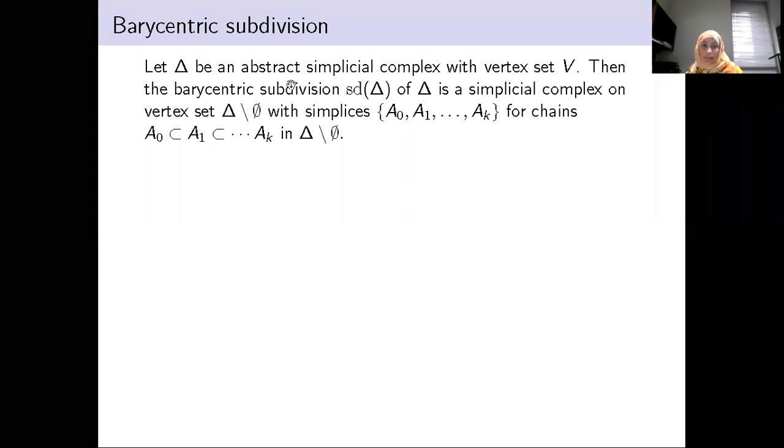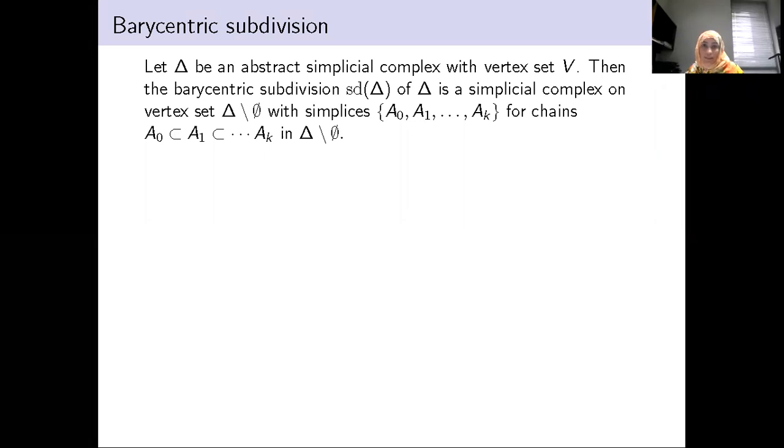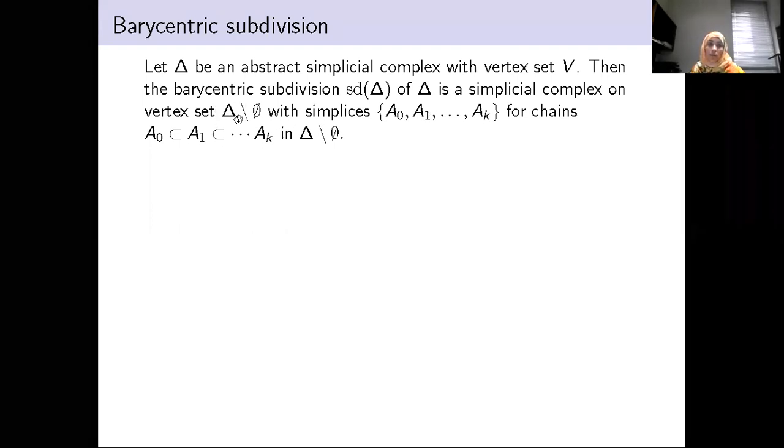So if you are considering an abstract simplicial complex with vertex set V, then the barycentric subdivision is a simplicial complex on this vertex set, which is just the non-empty faces of this simplicial complex, with the simplices being just the chains in this one. So you can consider the barycentric subdivision as the order complex of the poset, which is just the non-empty faces of delta.